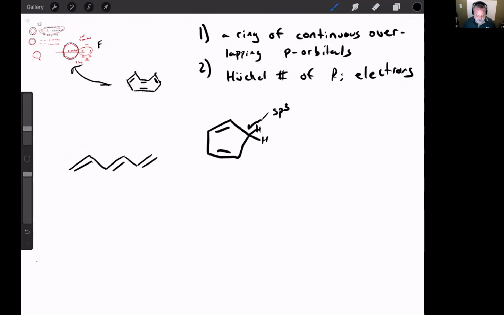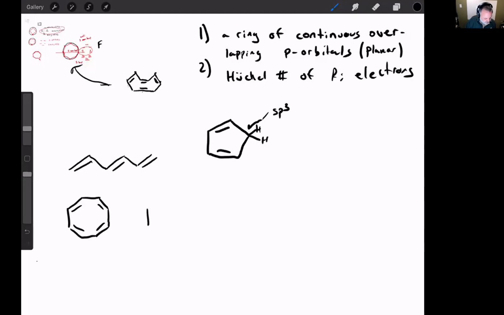What about this guy? So what did we say about this one? What's actually the problem with this one then? First of all, it doesn't have a Huckel number, so that automatically throws it out. And then we know that it's distorted its shape, so now it's not planar, and so it's not a ring of continuously overlapping p orbitals. So in order for this to be true, it has to be planar.